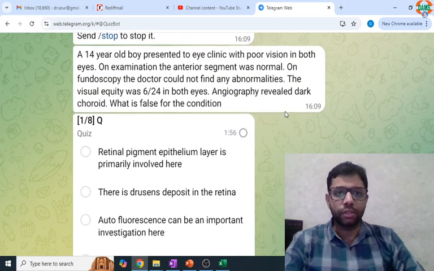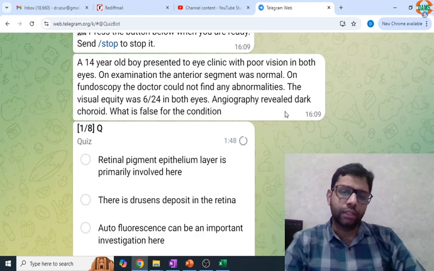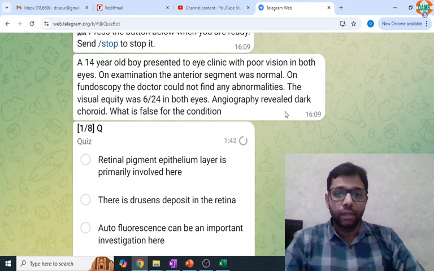The first question is: a 14-year-old boy presents to the eye clinic with poor vision in both eyes. On examination, the anterior segment was normal. Fundoscopy, meaning the retina was checked, and the doctor could not find any abnormalities. Still, the visual acuity was less, 6/24 in both eyes. The clinching point is dark choroid on angiography. It is seen in which condition?